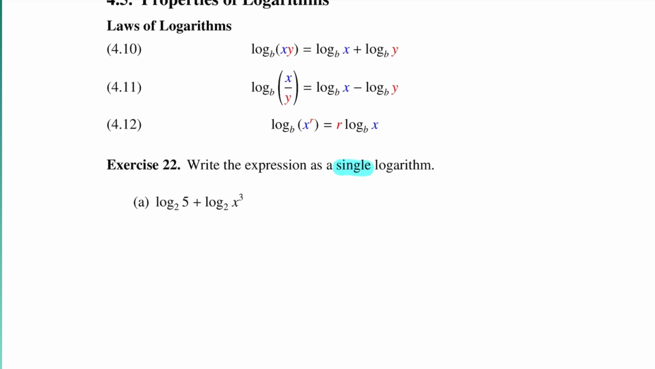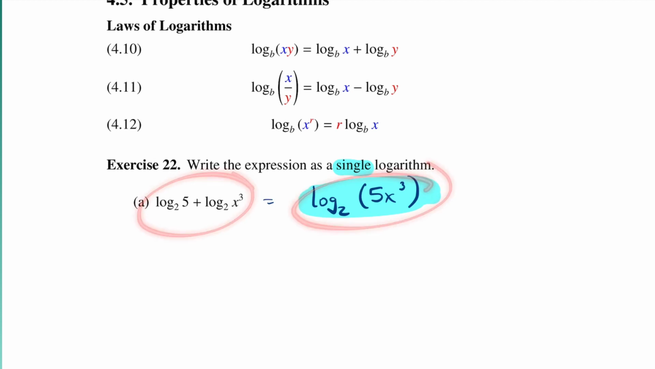So notice we have two logarithms, but we only want a single one. So we can combine these into one if we use the first property because of the addition. The addition will tell us that we need to multiply the x times the y together. So 5 times x cubed is going to be log base 2. The base stays the same. And now we just multiply the arguments. 5x cubed. That is our final answer. So we combine 2 into 1.